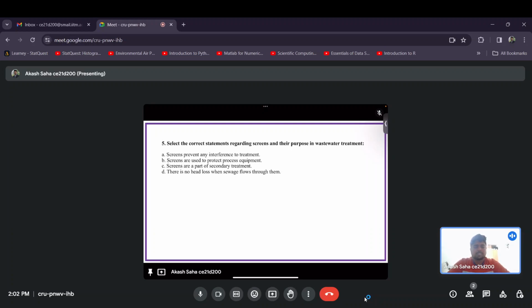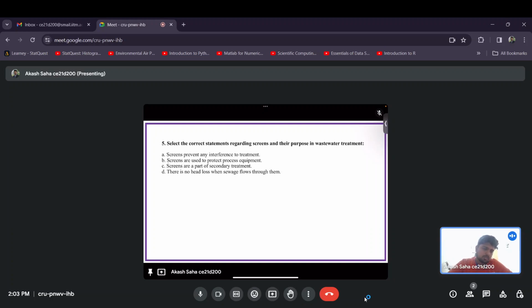So here we are talking about screens. As we all know, most of the time screens are the first operation or treatment process which we provide in any wastewater treatment plant. So it is a part of the preliminary treatment, not a part of the secondary treatment. So statement C is incorrect. And statement D says that there is no head loss when the sewage flows through the screen. But we know there is a head loss when the sewage flows through the screens.